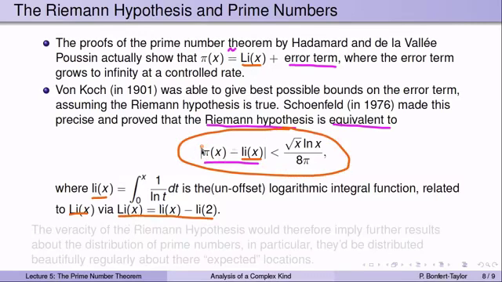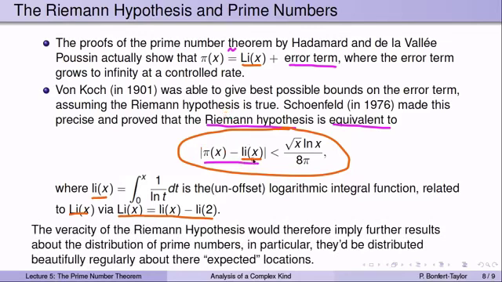And it tells us a lot about the distribution of prime numbers. The veracity of the Riemann hypothesis, therefore, implies results about the distribution of prime numbers, in particular about how regularly they're distributed, about their expected locations, and how much they cannot vary from their expected locations.